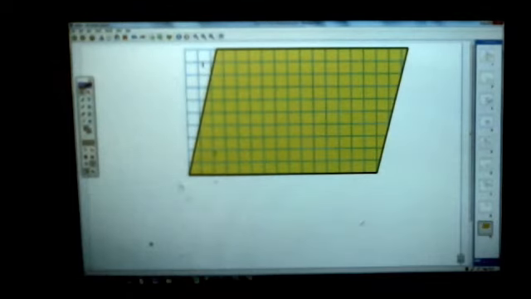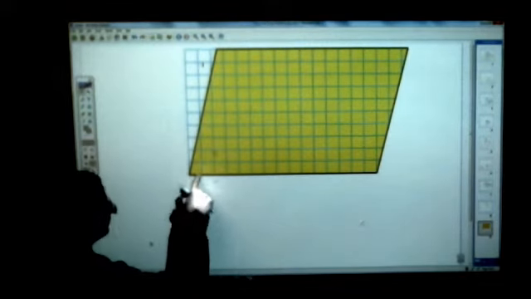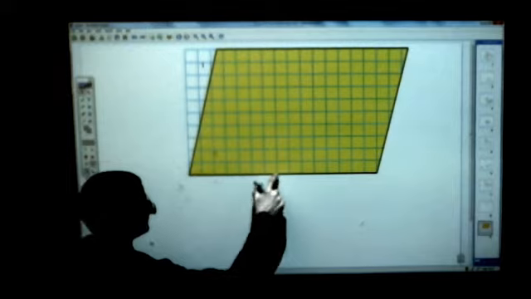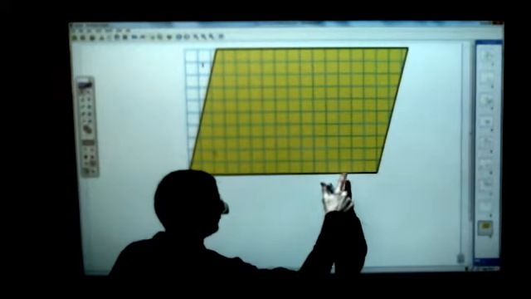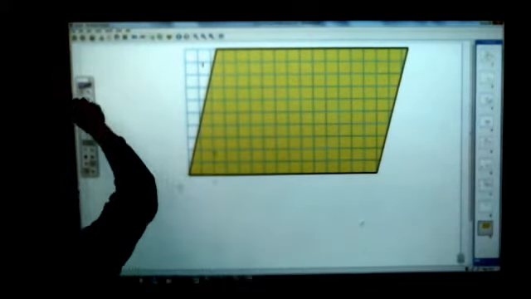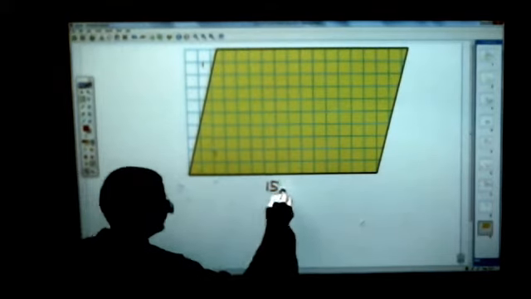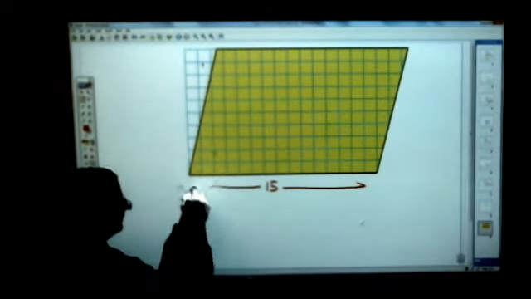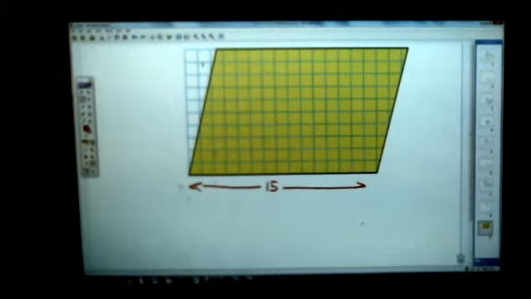Alright, if I asked you for the area of that parallelogram, you have a small problem here. You could try to count the squares, but, well, how many squares? This is 1, 2, 3, 4, 5, 6, 7, 8, 9, 10, 11, 12, 13. This is 15 units this way.